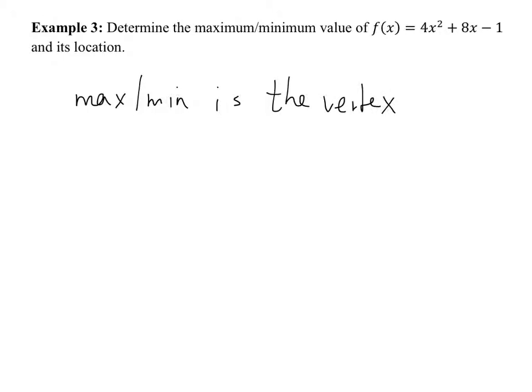Absolutely. Okay, that's good to know. It's got to be the vertex, because the vertex, right, is where it turns around. And either it turns around and becomes a min, or it turns around and becomes a max. What else? How would I find a vertex then? And that's just finding a max or a min. How did we find the vertex last class?